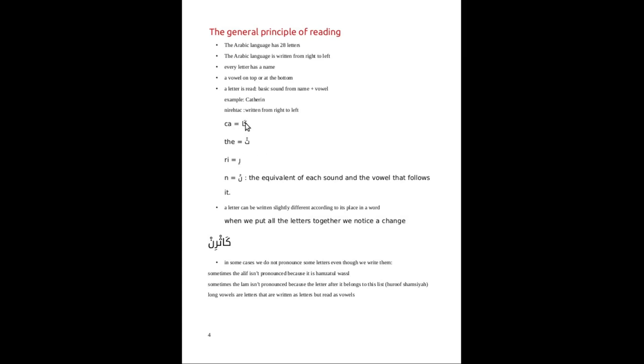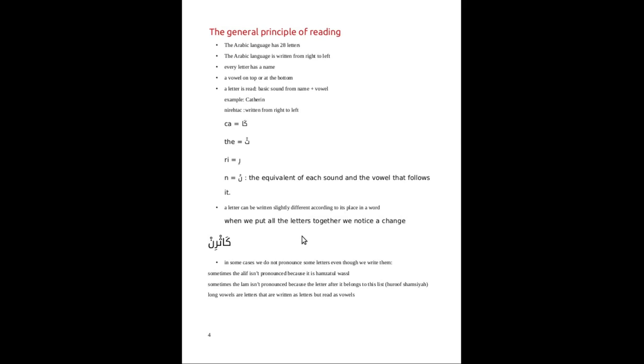If we are going to collect all the letters together, this and this and this and this, and put this first and then this, and we move this little line over here and put this right next to it like this, then we have this at the end. You see, just a very small change happened to this letter over here. We removed this line. So that is what it means, that a letter can be written slightly different according to its place in a word. Because now here it's isolated, here it's between letters. I hope I'm not complicating things and that you're understanding me very well.